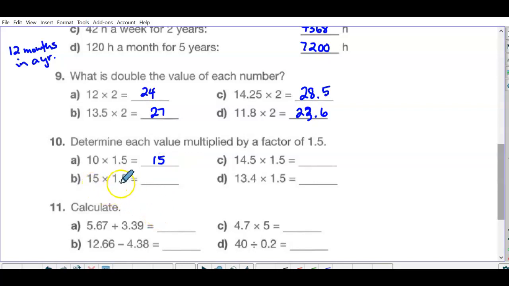15 times 1.5, you might remember that 15 squared is 225, and then with 1 decimal place. Or you can think about multiplying by 1.5 as keeping 14.5 and adding on half of 14.5, which would be 7.25. So that would be 21.75. Keeping 13.4 and adding on half of that, which would be 6.7. And so that would be 20.1.